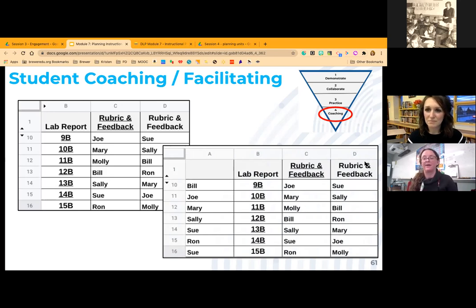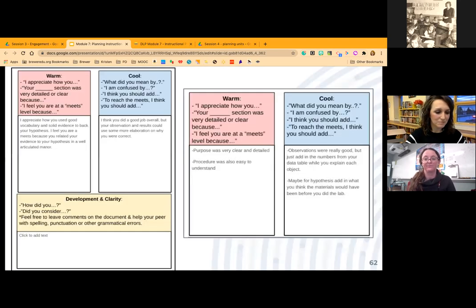It allowed them to get used to communicating with each other and giving feedback in a way that was structured, to the point that over time I've been able to release that and allow them to peer review with more confidence and a little less structure. So by doing that, they become the coaches, they become the facilitators, and I give them lots of options.